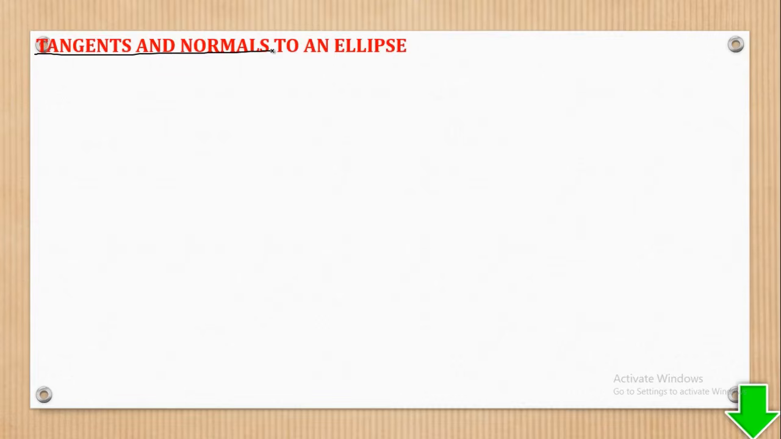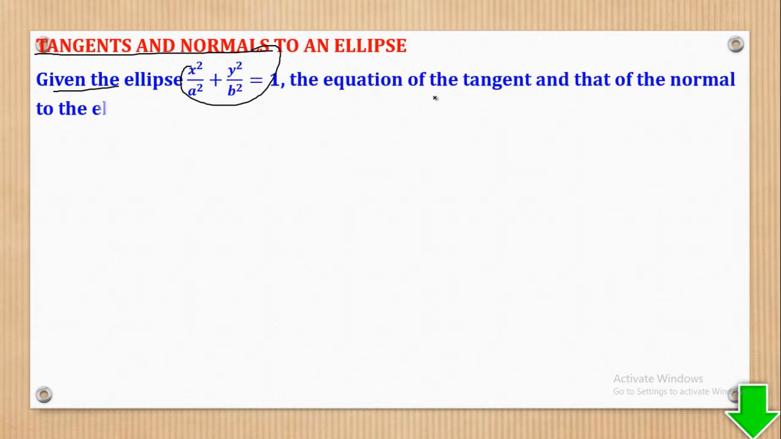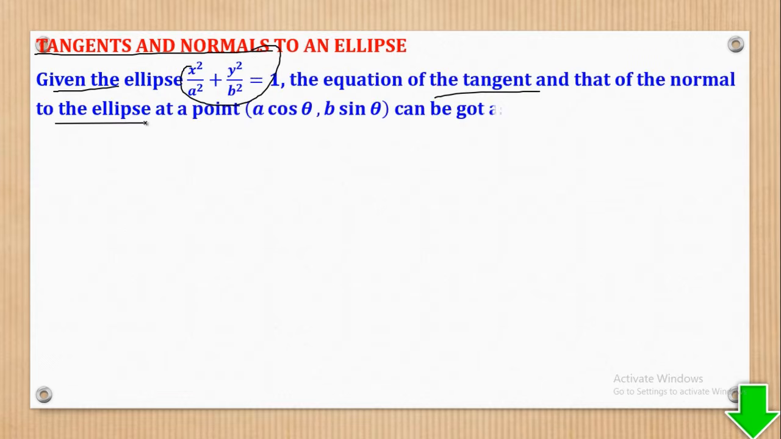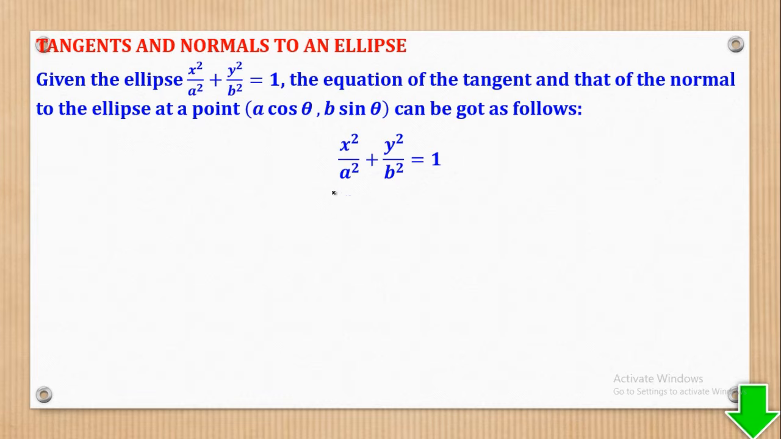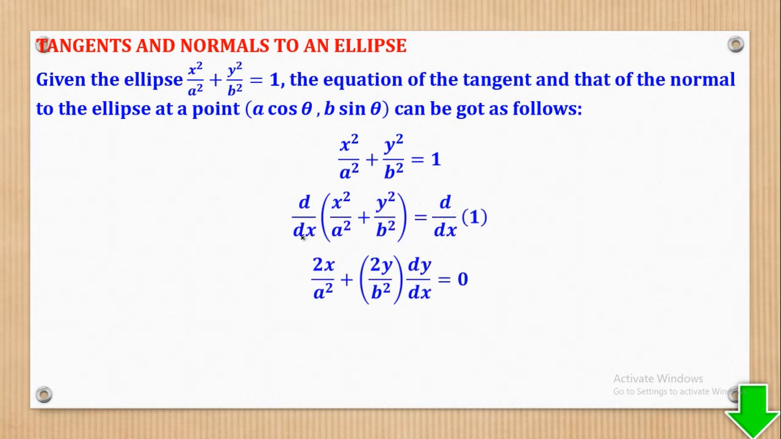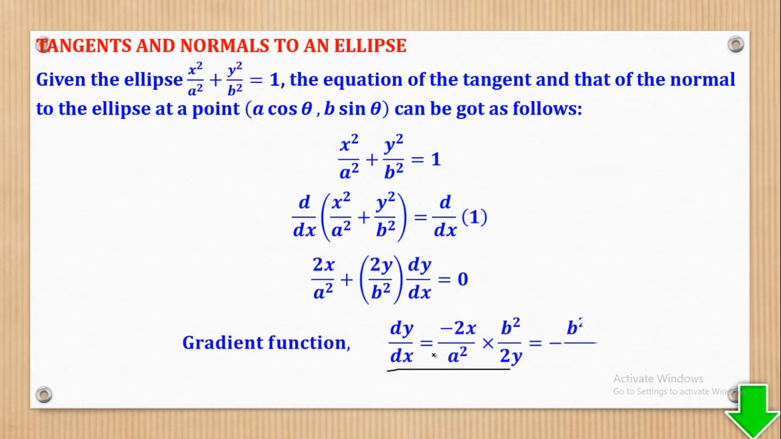Now we shall go to tangents and normals to an ellipse. So given the ellipse this, the equation of the tangent and the normal to the ellipse at the point this, remember this is the general point of an ellipse, can be got as follows. So given the ellipse, you have to differentiate to get the gradient function. So when I differentiate and make dy/dx the subject, I'll come up with that, and that will be my gradient function.